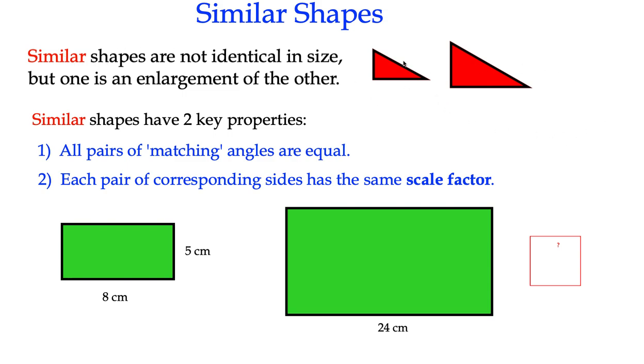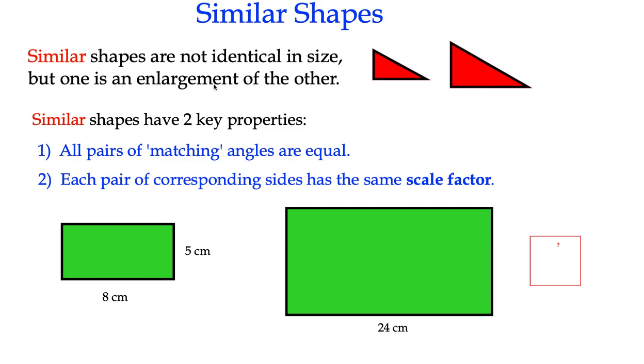Shapes are called similar if they're not necessarily identical in size, but one is an enlargement of the other, and that is they kind of look the same. One looks like a bigger version of the other. And similar shapes have two key properties. We talked about the second one in the first video, which was each pair of corresponding sides has the same scale factor. Corresponding means matching, for instance, the two lengths of the shape, or the two heights, the ones that represent the same dimension in each one.